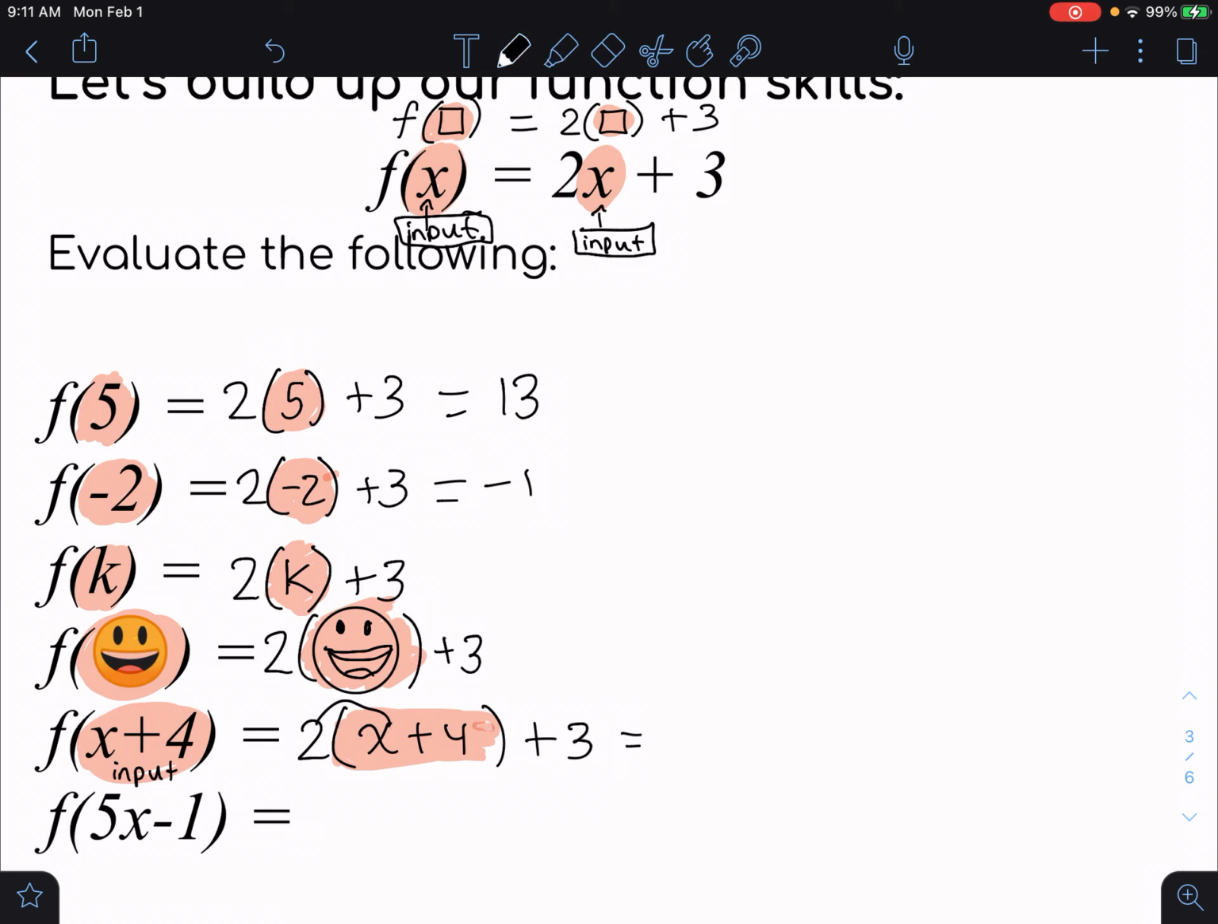Now you guys know how to simplify this. We're just going to get some good practice with that. We need to distribute. So we get 2x plus 8 plus 3, which is 2x plus 11. So substituting in x plus 4 in that x spot gives us that. All right, you guys can go ahead and try to do the same thing with 5x minus 1. Okay, so again, this is our input.